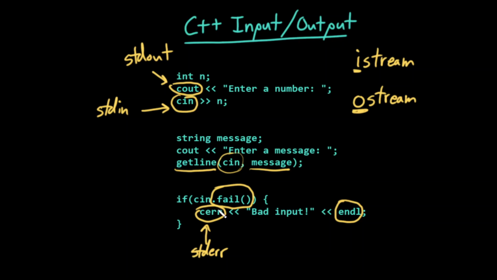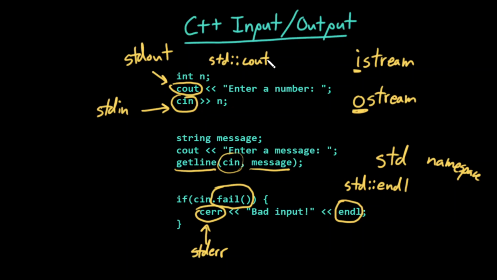Really, cout, cin, cerr, and endl are all part of the std namespace. So in some C++ programs, you might see something like using namespace std. What this is saying is, hey, everything that I'm going to type, check if it exists in std. So if I didn't use namespace std, if I wanted to do this, I would have to write std::endl, or std::cout.